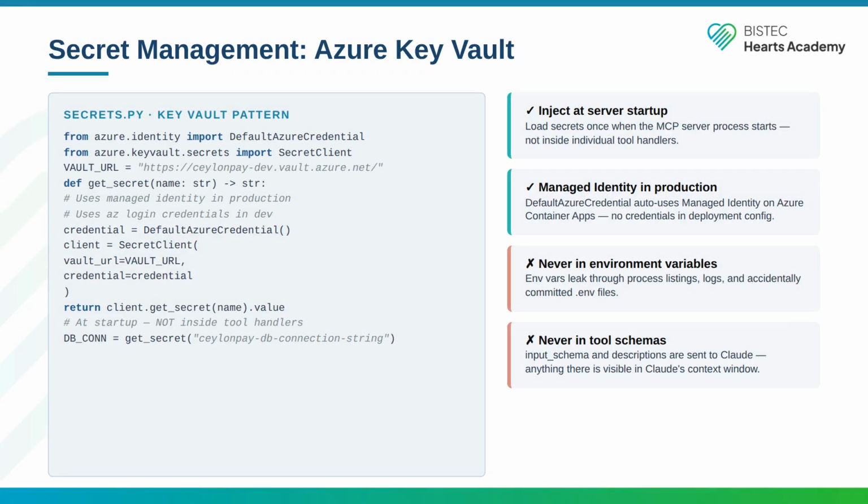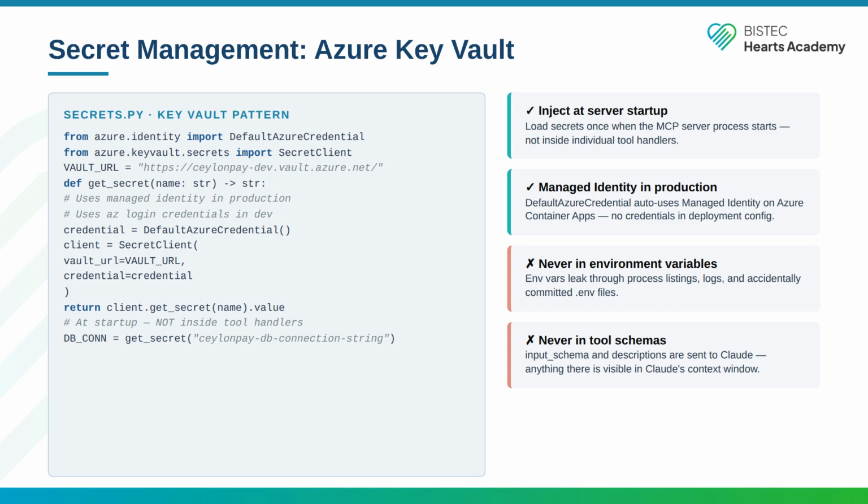The Azure Key Vault pattern has three principles that must all hold simultaneously. DefaultAzureCredential is the primary credential class. In local development, it uses your az login credentials automatically. In production on Azure Container Apps, it uses the app's managed identity without any credentials in your deployment configuration at all. The same code works in both environments. No code changes at the deployment boundary.